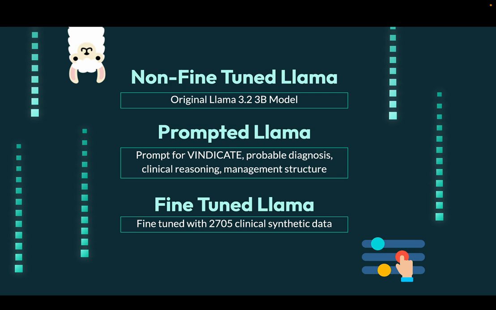These are the 3 different models that we used for the output. The first one is non-fine-tuned Llama, so it's just the original Llama model. The second one is prompted Llama, so we gave it a very specific and long instruction of what it should do, for example following the VINDICATE structure, probable diagnosis, and what steps it should take when doing the clinical reasoning. The third one is fine-tuned Llama, which is what Bruno worked on. We trained it using 2,700 clinical synthetic data and saw what it did.